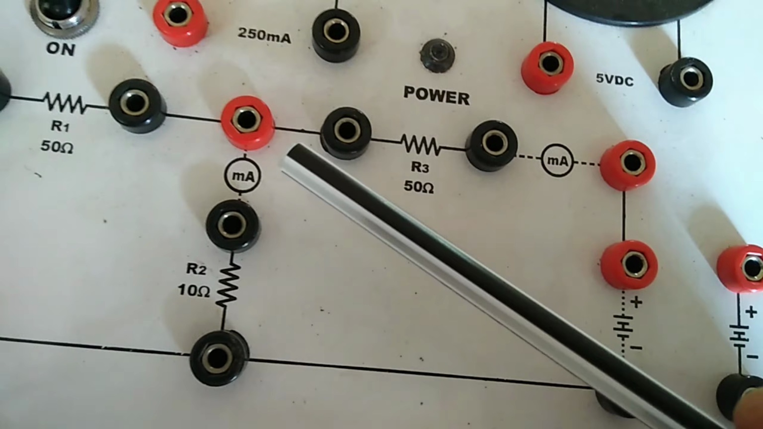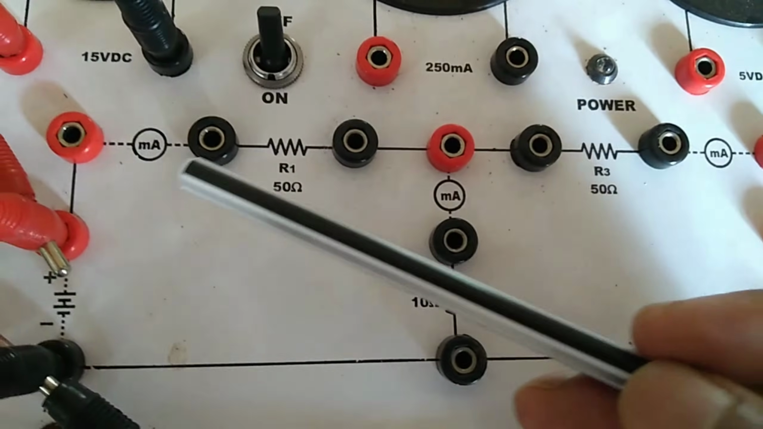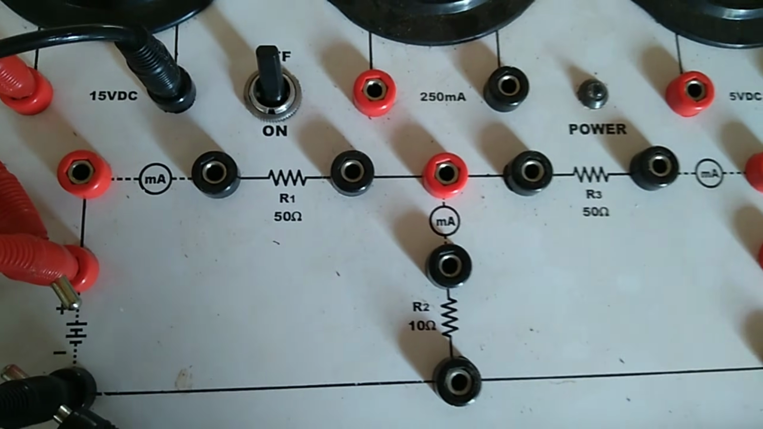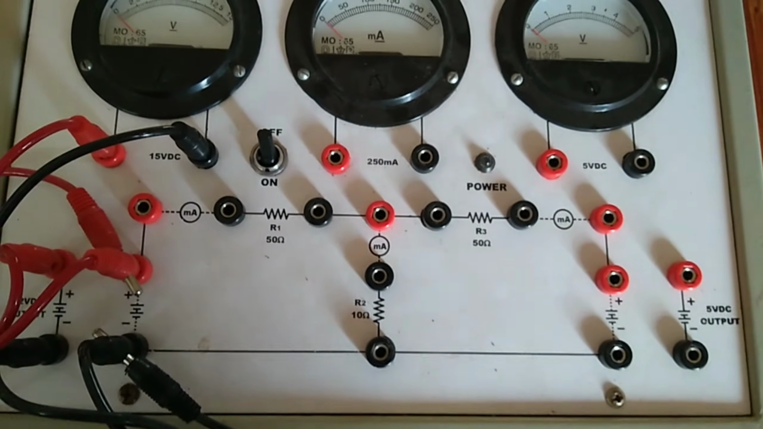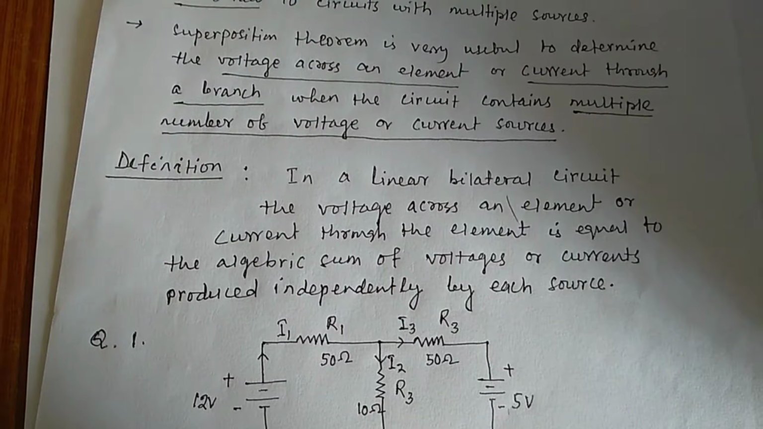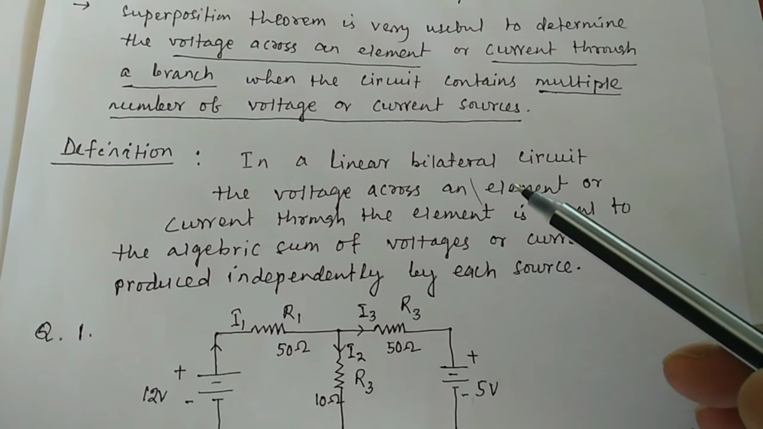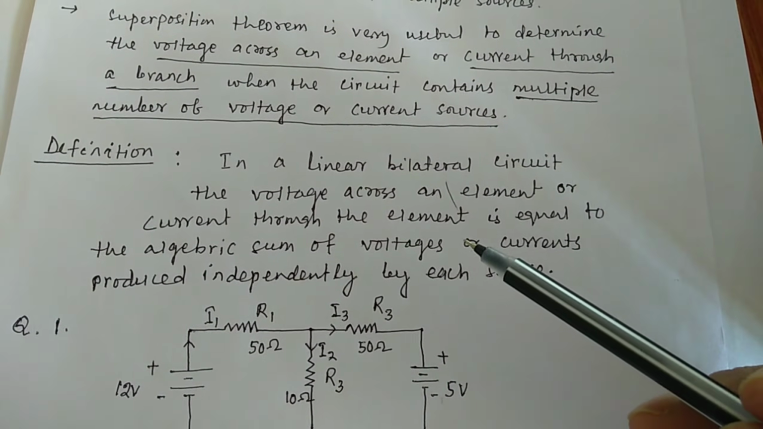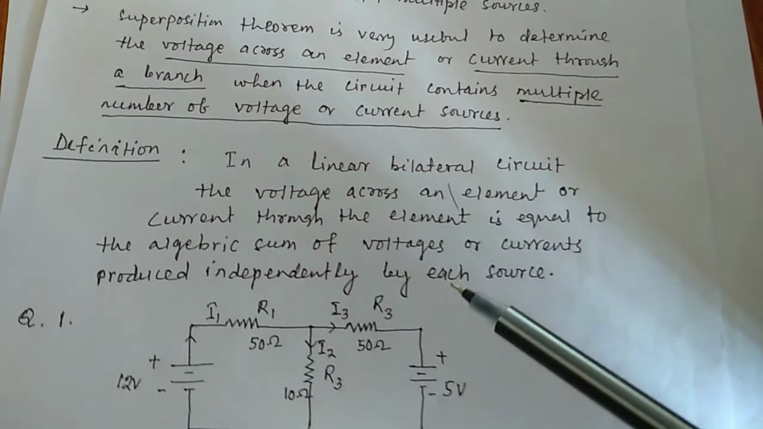This is one current source, this is another current source, and this is also another current source, and this is a linear circuit having three resistances. So in a linear circuit, the voltage across an element or current through the element is equal to the algebraic sum of voltages or currents produced independently by each source.